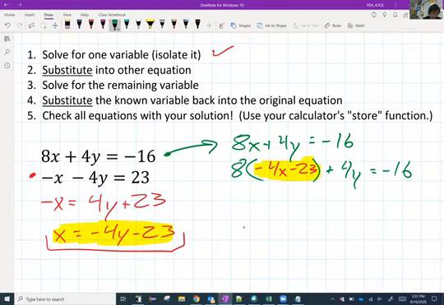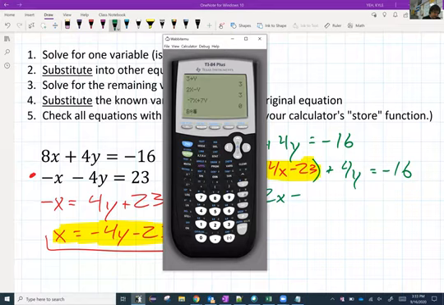Continuing to solve, I'll distribute: negative 32y minus, and maybe I don't know that one off the top of my head. I'll go, what is 8 times 23?